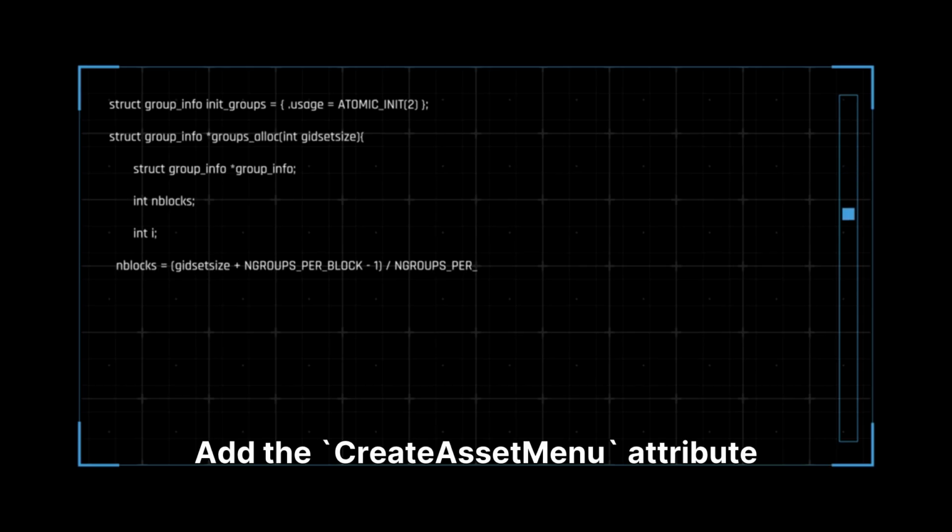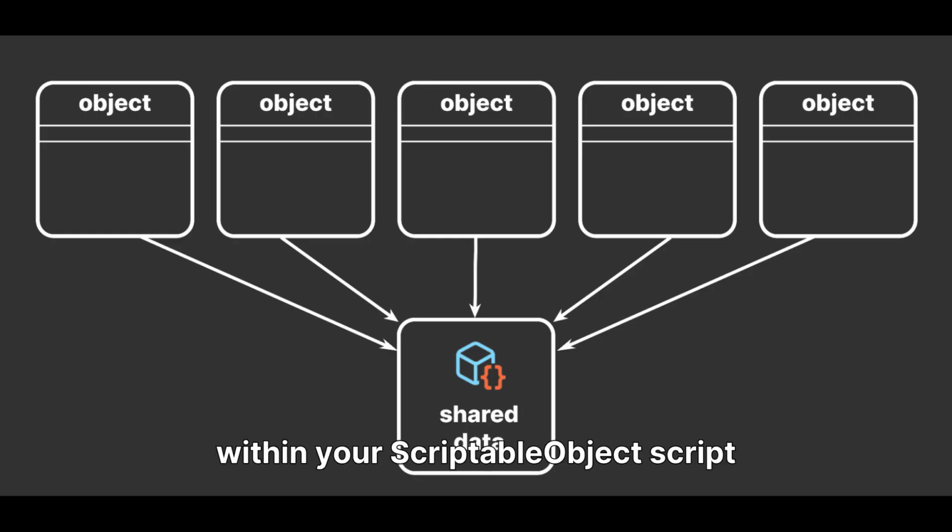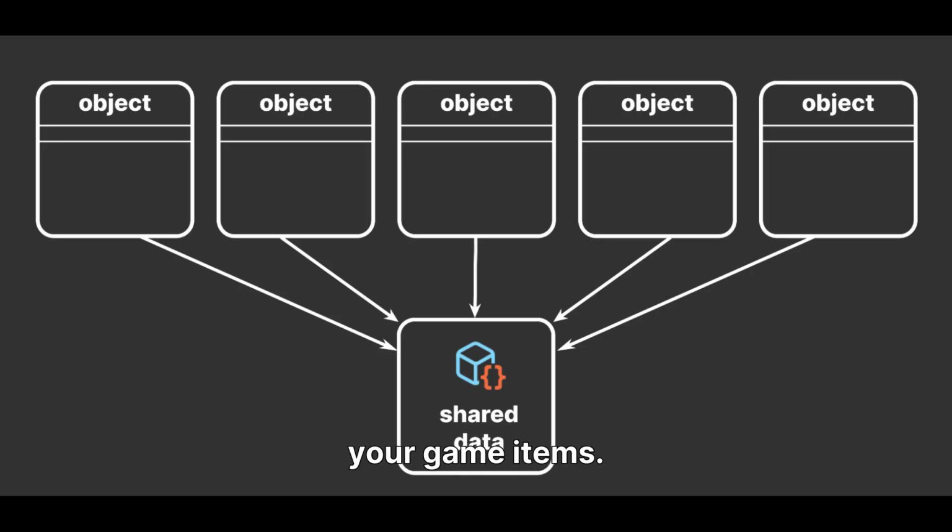Add the CreateAssetMenu attribute above the class definition to enable asset creation directly from the Unity editor. This attribute specifies the menu path and default file name. Next, define public variables within your ScriptableObject script to store the data you wish to manage, such as item name, icon, and value. These variables will hold the specific properties of your game items. Use appropriate data types for each variable, like string for names, Sprite for icons, and int for numerical values. Selecting the correct type ensures data integrity and efficient memory usage.